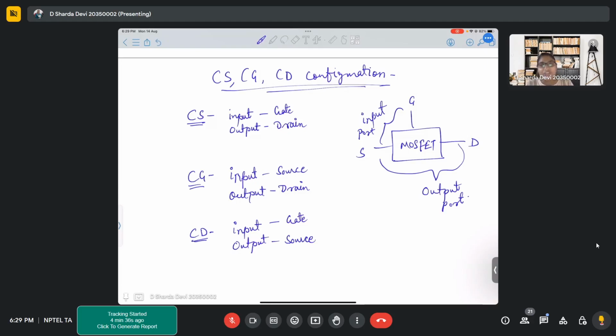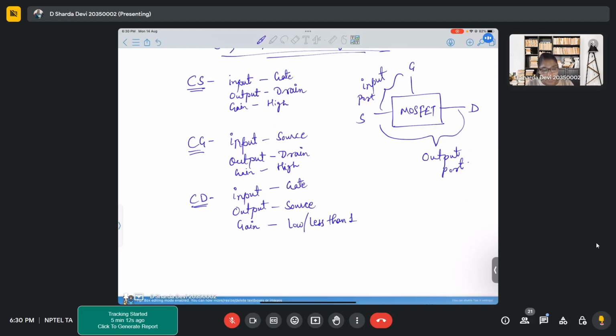Other than that, if I talk about the basic features that we have in these particular configurations, so if I talk about gain, in CS amplifier, it has high gain. In CG, it also has high gain, similar to that of CS amplifier. Now, when we talk about CD amplifier, the gain is low. And when I say low, it means less than 1. This is something that we need to keep in mind.